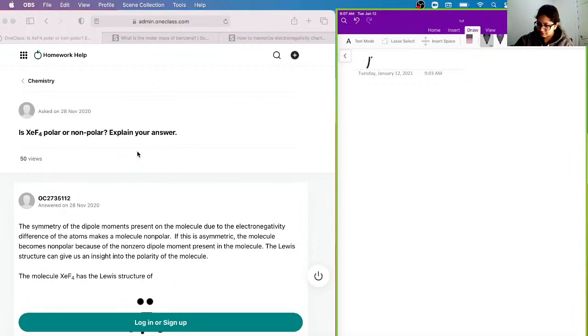The first question for today says, is xenon tetrafluoride, XeF4, polar or non-polar? Explain your answer. So we're supposed to find if xenon tetrafluoride is polar or non-polar.